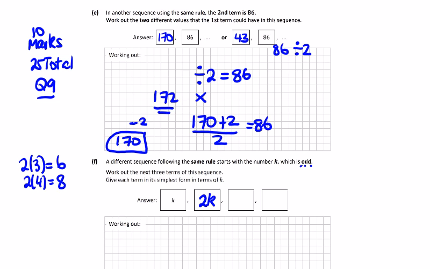So even, what do we do to the even ones? We say 2k, we add 2 and divide by 2. And 2k plus 2 divided by 2 will be equal to k plus 1. K plus 1, is this even or odd? Well, k we're told is odd, so k plus 1 would have to be even.